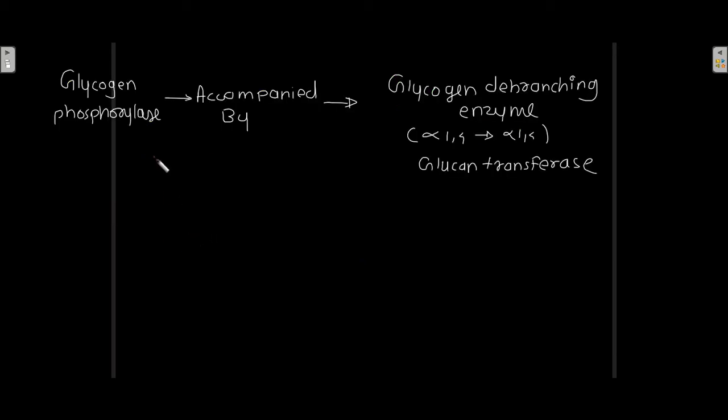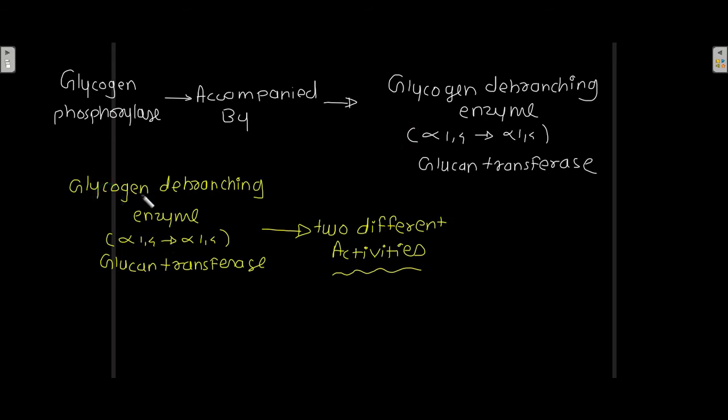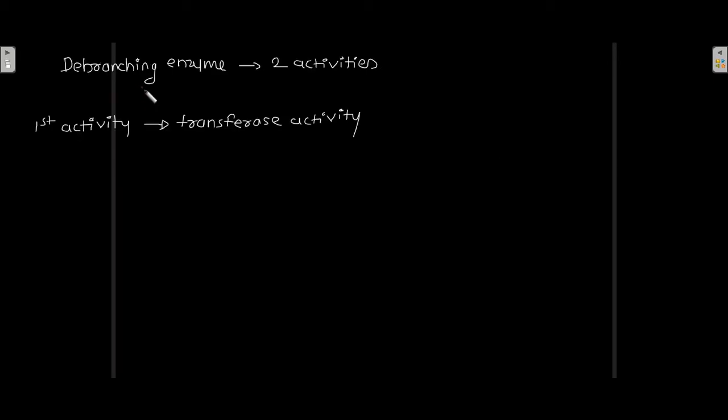So your glycogen phosphorylase enzyme is accompanied by glycogen debranching enzyme, that is alpha-1,4 to alpha-1,4 glucan transferase. By the combination of these two enzymes, your branched glycogen molecule can be broken down. Now this glycogen debranching enzyme, alpha-1,4 to alpha-1,4 glucan transferase, shows two different activities. So this debranching enzyme has two activities.